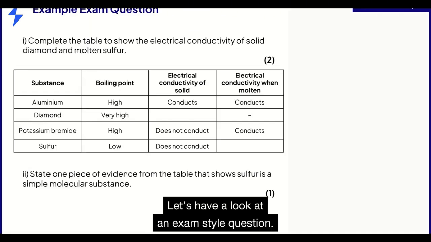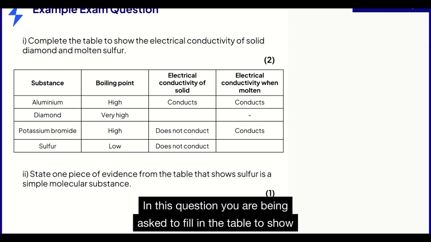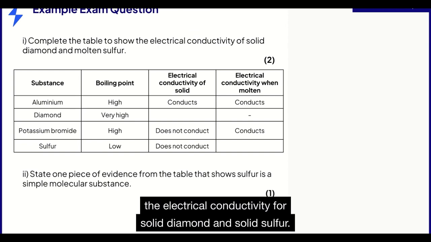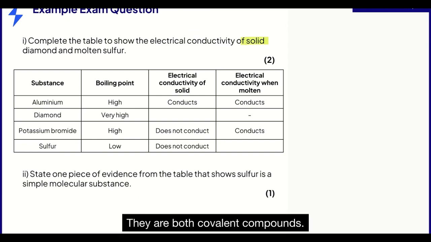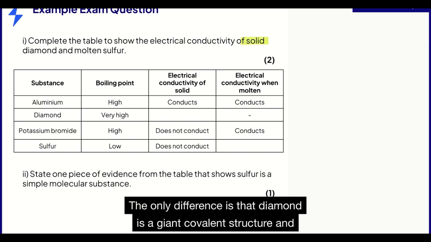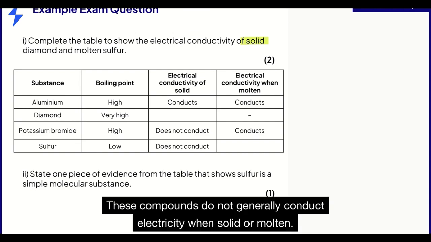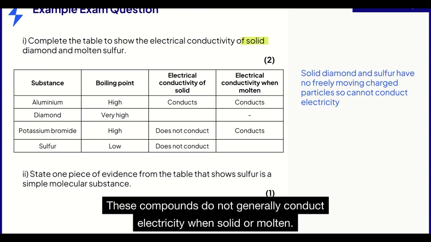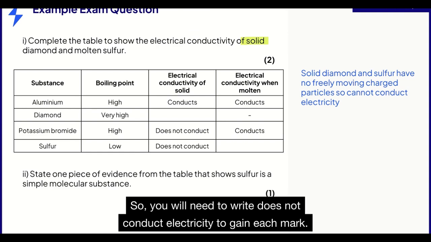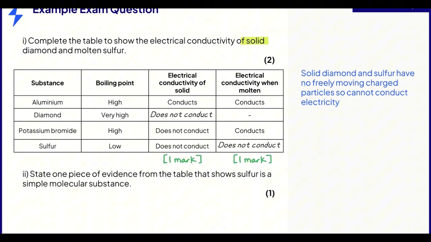Let's have a look at an exam-style question. In this question, you are being asked to fill in the table to show the electrical conductivity for solid diamond and solid sulfur. They are both covalent compounds. The only difference is that diamond is a giant covalent structure and sulfur is a simple molecular structure. These compounds do not generally conduct electricity when solid or molten, so you will need to write does not conduct electricity to gain each mark.